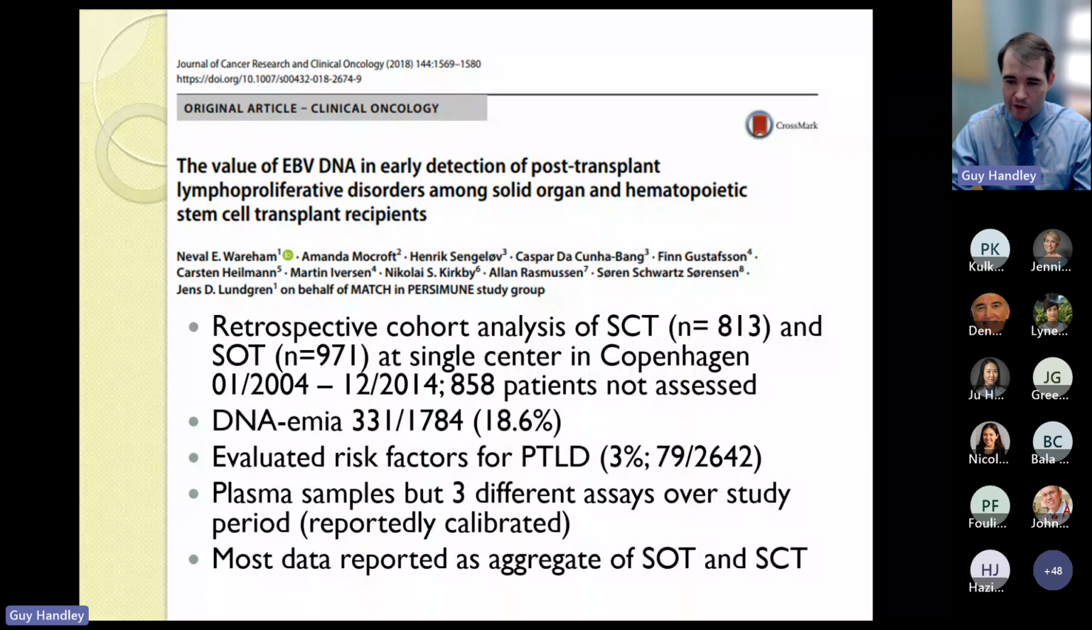They didn't really separate out solid organ and stem cell, which is a fair criticism because we've been over how it's a different process between solid organ and stem cell. They also used 3 different plasma sampled assays over the study period that they claim they calibrated, but whenever you start talking about that, it gets a little bit dicier too, in terms of whether the value of EBV DNA on that first assay equals the last assay, and how they did the calibration process.